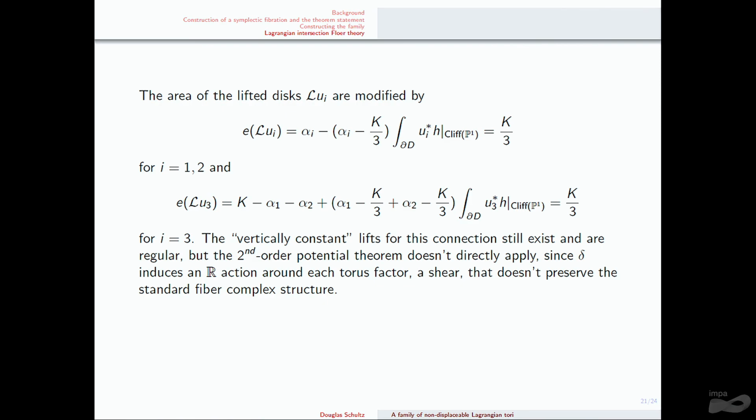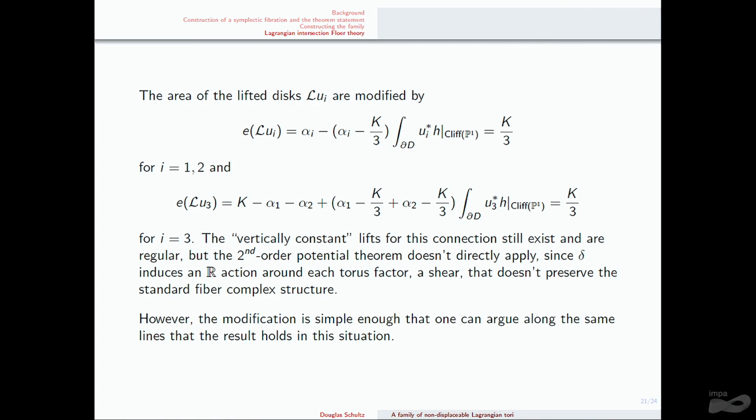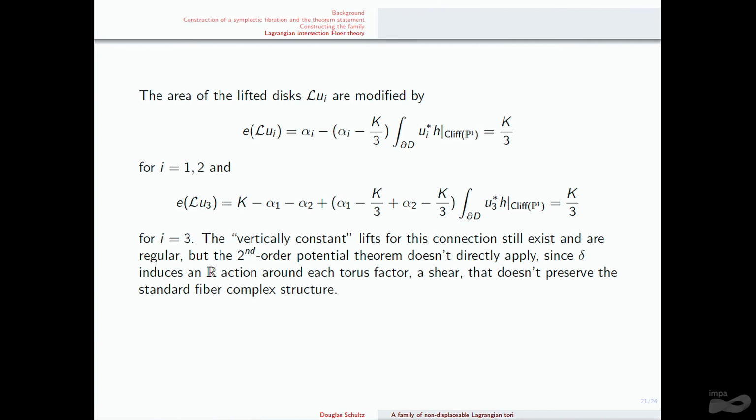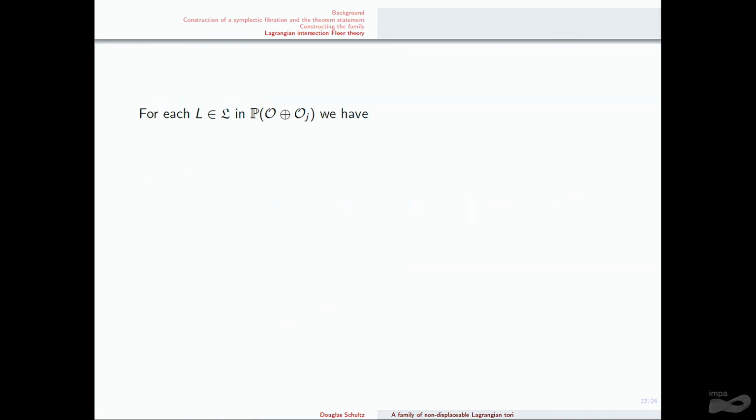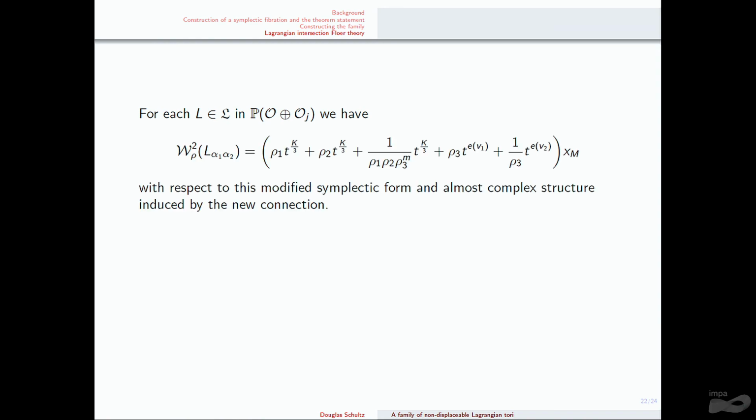And then I'll just finish up. The theorem that I stated doesn't quite work. You have to trivialize the bundle over, say, a pullback of a larger disk, but you argue in the same way. The modification is not so extreme that it doesn't still work. And then for each L in the family, you have something like this, where they're all equal with respect to this modified symplectic form induced by the new connection.